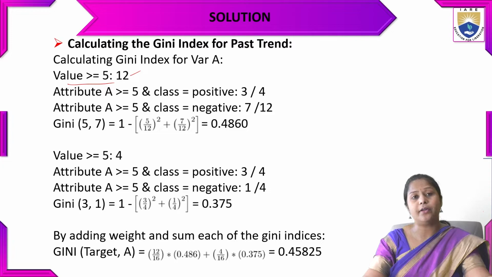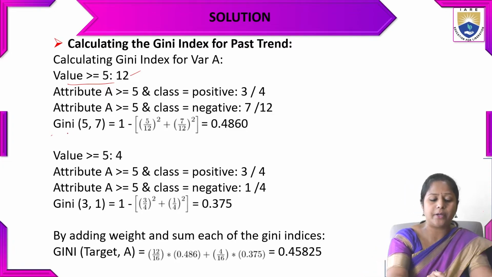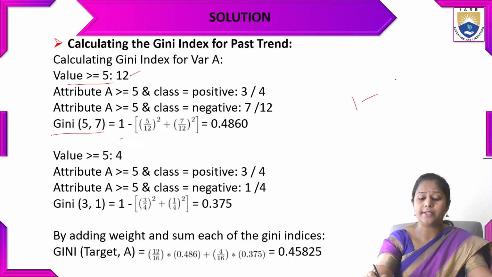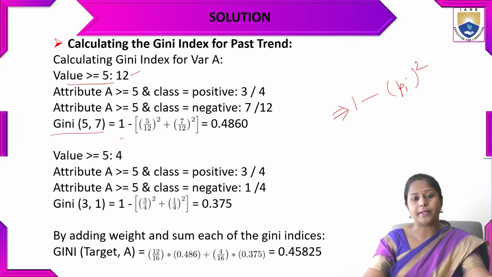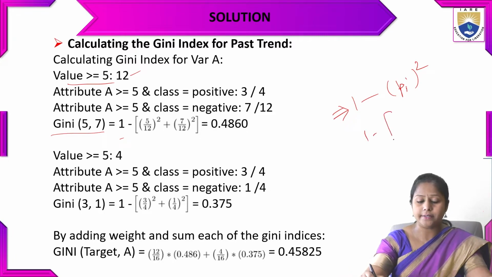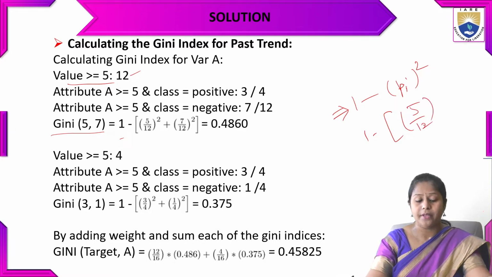So the Gini index for 5, 7: the formula is 1 minus the sum of p_i squared, where p is the probability. So here two values are there, right? One is 5 and the other is 7. So here 1 minus 5 by 12, the first value is 5, squared, minus 7 by 12, the other value is 7 by 12, squared.